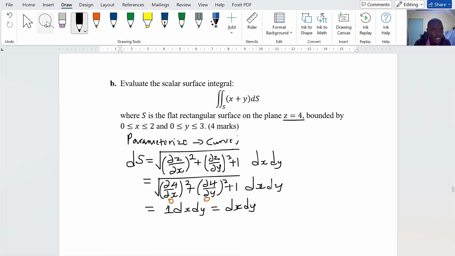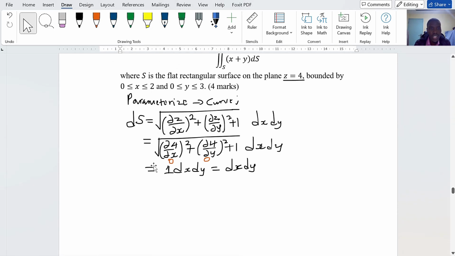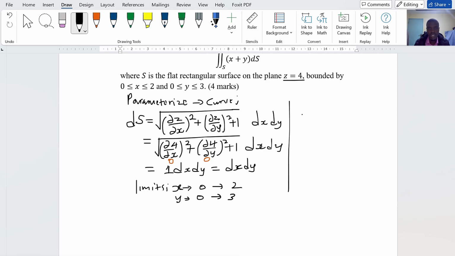Now that we have that, the next thing we need is to set up our limits. So what are our limits? Let me write. So the limits for x run from 0 to 2. And for y, the limit is from 0 to 3. So that is what we have. Now, let's define our integral and then we work it out. So our integral is the integral of x plus y ds. That is what we were given.